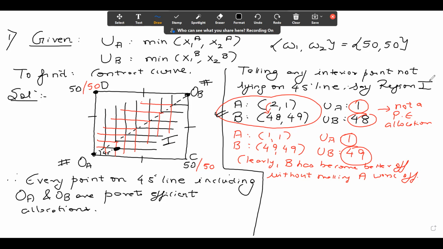Region 1 is nothing but triangle OA OB C. Region 1, that is triangle OA OB C. So you can clearly see, if I take any interior point in region 1, it's not Pareto efficient. Similarly, I take any interior point in region 2.